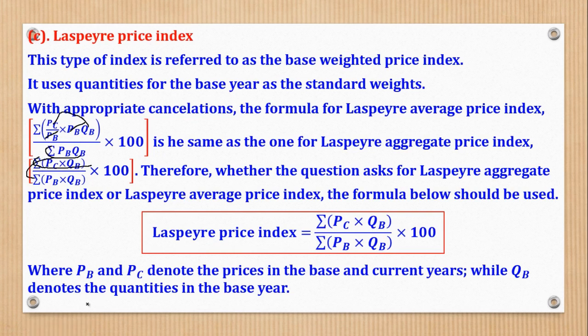So what does that imply? It implies that whether the question asks for Laspeyres aggregate or Laspeyres average, we are going to use the same formula to get the answer. Therefore, most questions in this form will not specify whether it is aggregate or average. They will just say Laspeyres price index. And in that case, we have to remember the formula that it uses base year quantities.